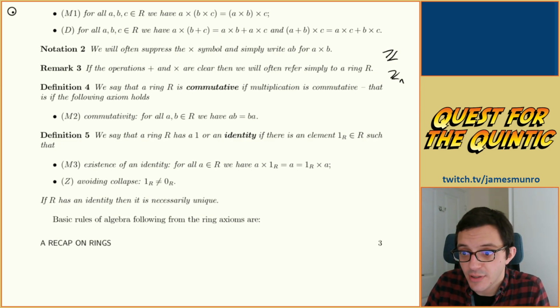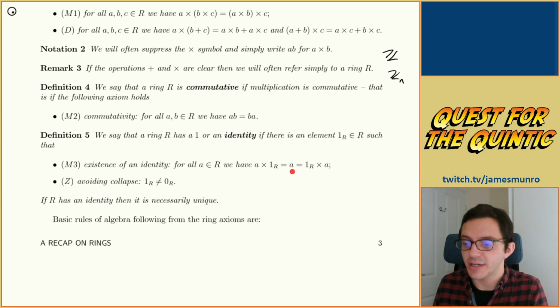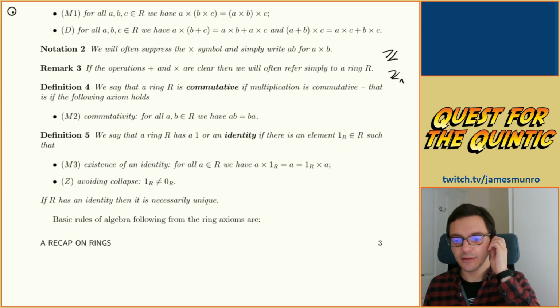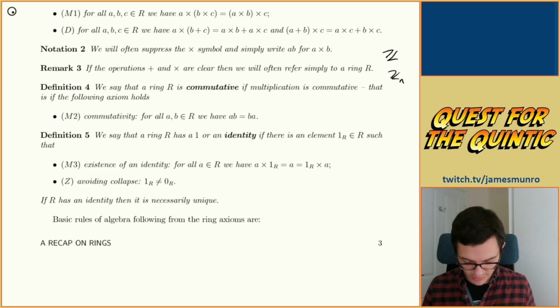Right, commutative. If multiplication is commutative, the ring has identity. I sort of think there should be an identity, but never mind. All the rings that I'm interested in have got a multiplicative identity, I think. Avoiding collapse, that one's interesting. So it says that 1 shouldn't be the same thing as 0. Okay. So basic rules of algebra. What have we got?